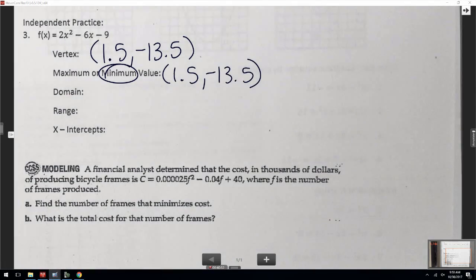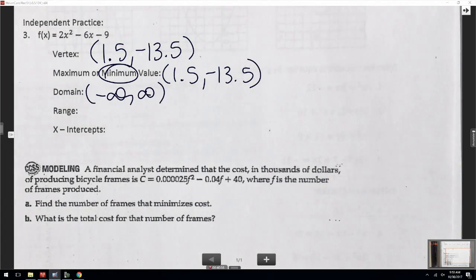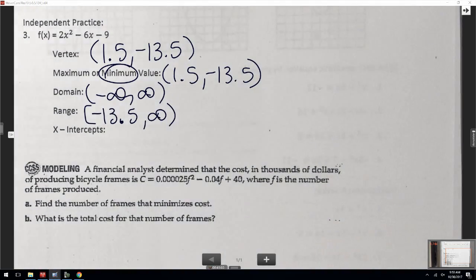What about your domain? What'd you get? Negative infinity to positive infinity. There you go. What about your range? What'd you get? Negative 13.5. There you go. And then we will learn how to do the x-intercepts tomorrow because there's more graph stuff, okay? Because watch what happens.